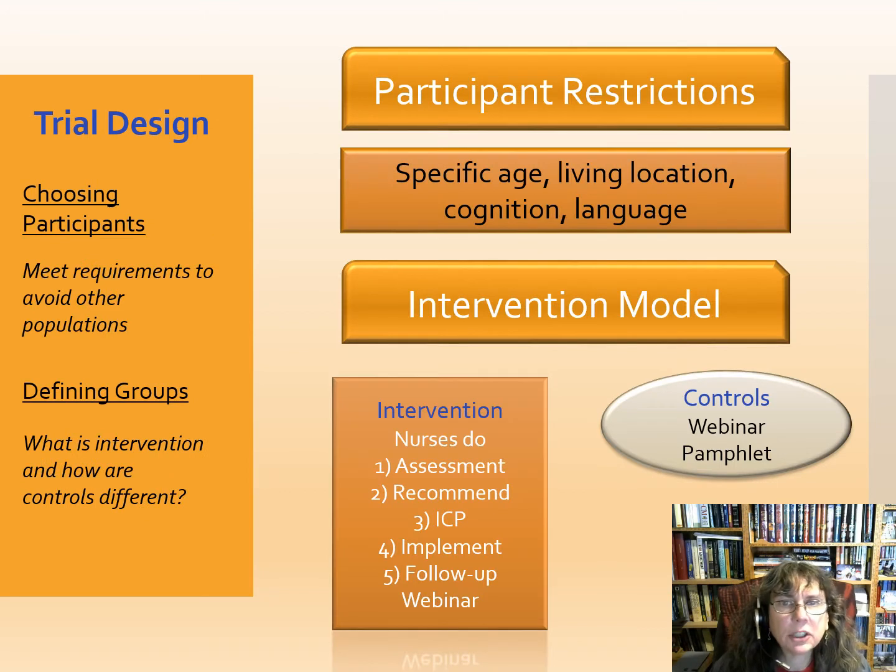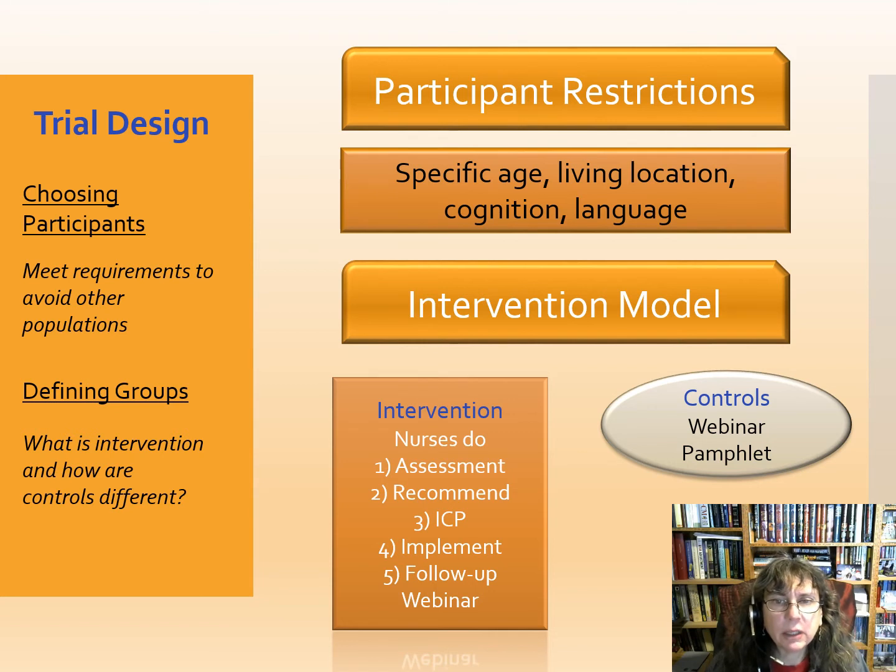Another part of trial design is the participants that are there. You want to make sure that they've chosen participants that aren't outside the population that needs to be studied. That's why they only chose people with specific ages. You don't want people that were too young. You didn't want people living in nursing homes. You didn't want people who were advanced in dementia. You didn't want people who couldn't speak English because the instrument was in the English language.